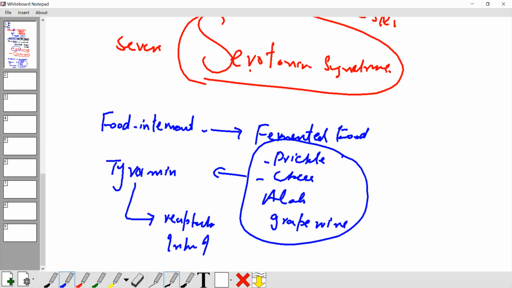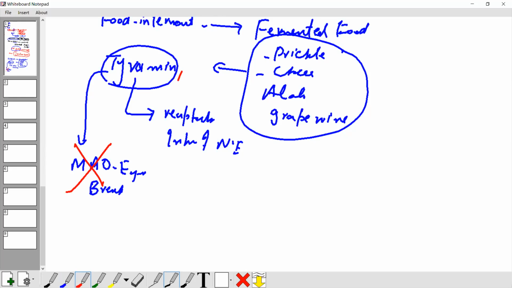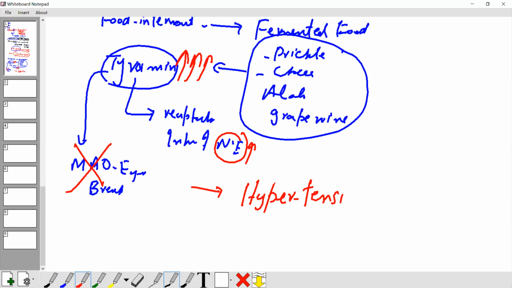inhibition of norepinephrine. The breakdown of this tyramine in fermented food is done by the monoamine oxidase enzyme. So if you are using an inhibitor of this and you eat this, tyramine will be very high. This tyramine causes norepinephrine to be very high. Now this patient has an issue: hypertensive crisis.